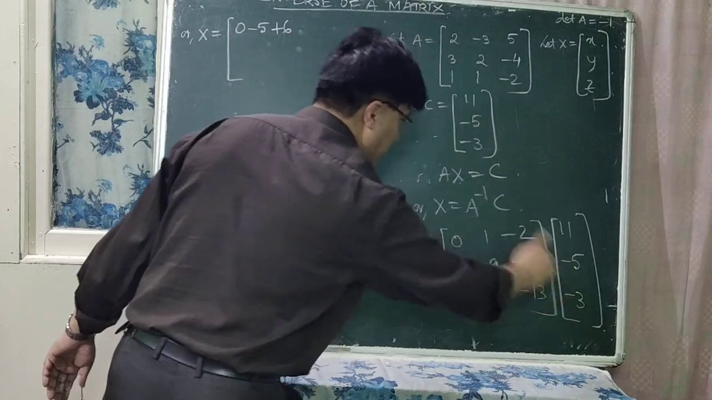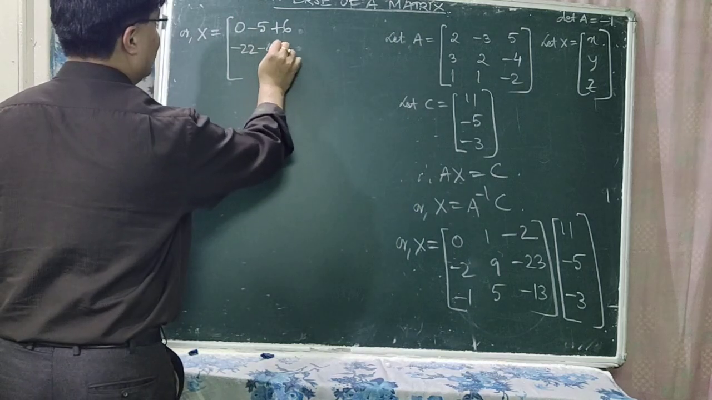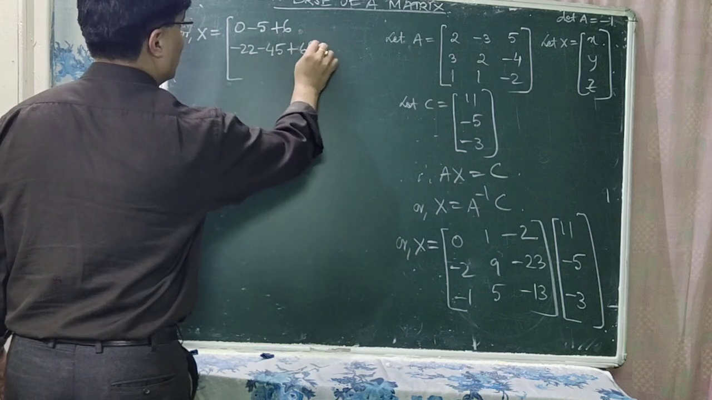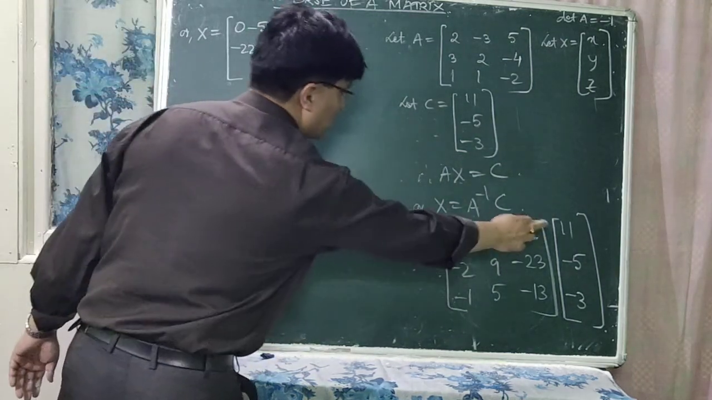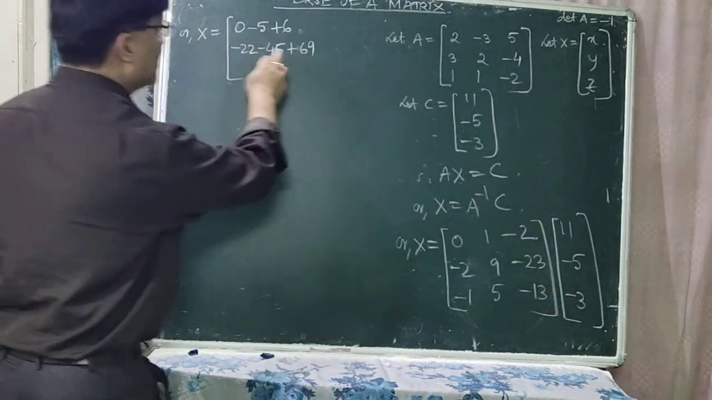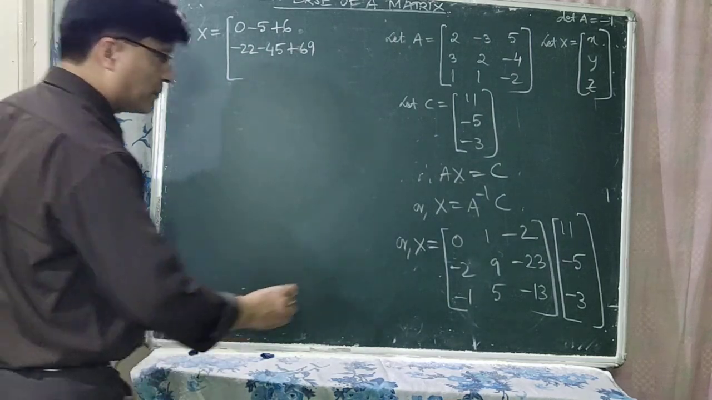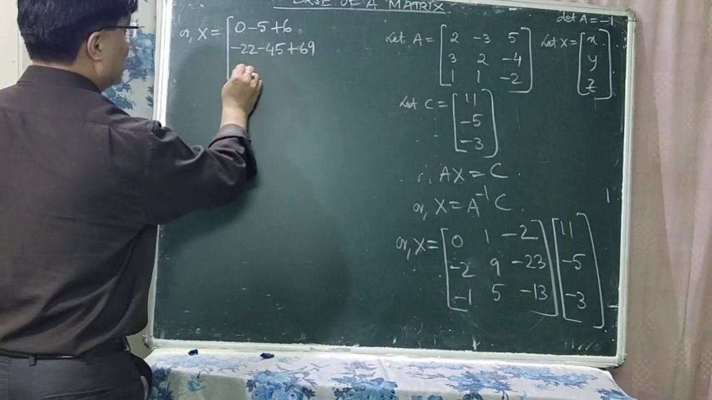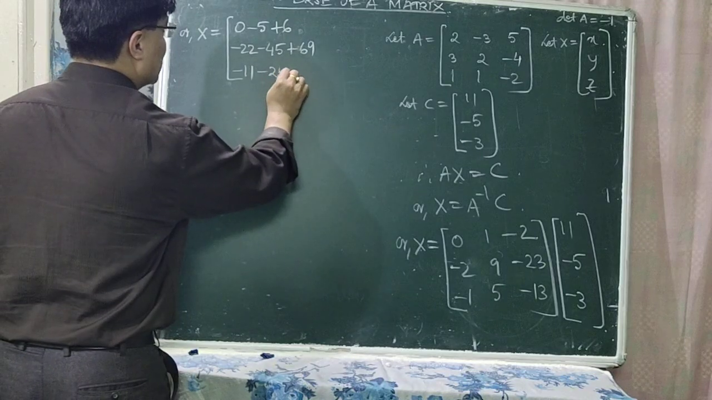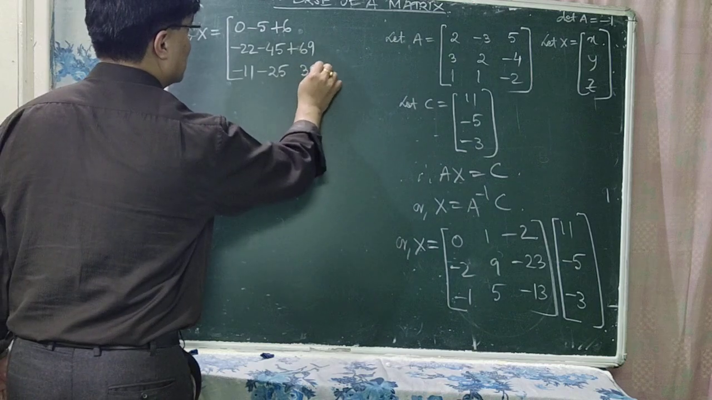Next, second row by first column: minus 2 into 11, minus 22; 9 into minus 5, minus 45; minus 23 into minus 3, that is plus 69, right? Then, third row by first column: minus 1 into 11, minus 11; 5 into minus 5, minus 25; then minus 13 into minus 3, plus 39.